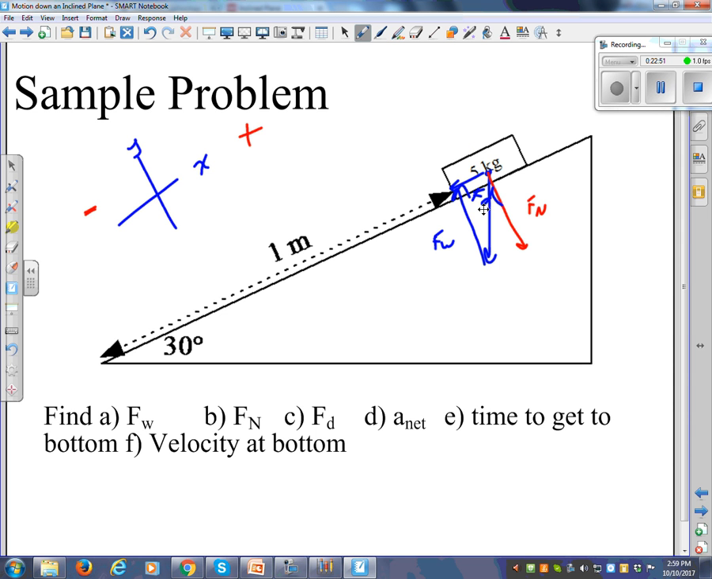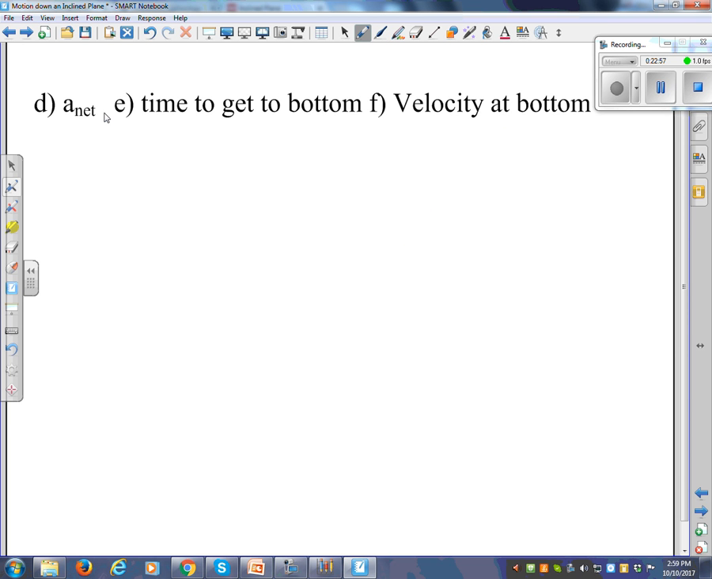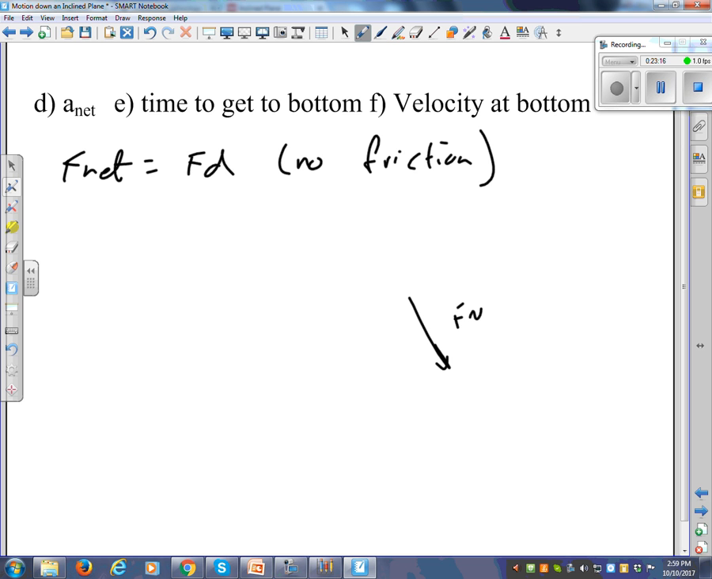The F net is really the FD. The F net is the FD. How come? Because there's no friction. In this case only, the F net is the FD because there's no friction. Because this guy here and this guy here are going to be balanced, right?